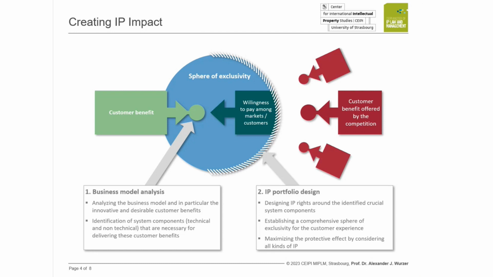All right. So for this slide, we aim to address the question: what measures must be taken to create the desired IP impact? Our aim is to create a sustainable competitive advantage, and the framework is to create a sphere of exclusivity, which is based on distinct customer benefit and also how this meets the willingness to pay amongst markets and customers, which ideally is much higher than the competition. So to go into details, you can see these two key points over here.